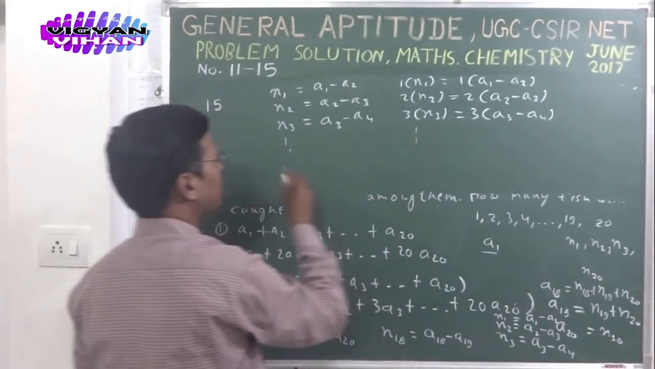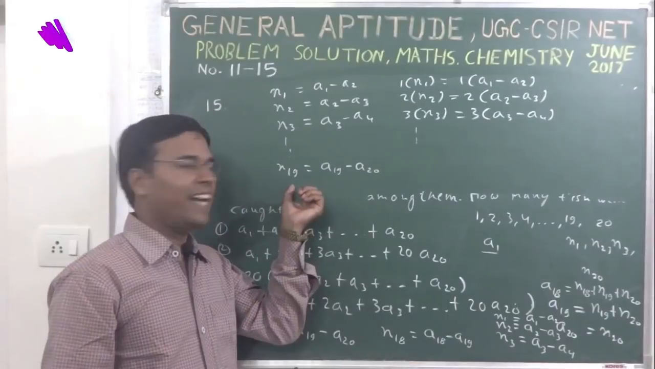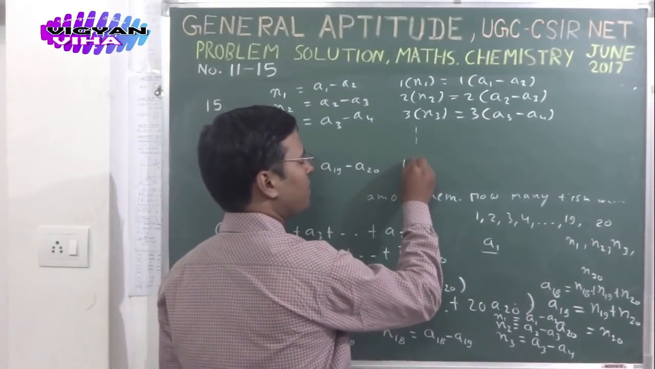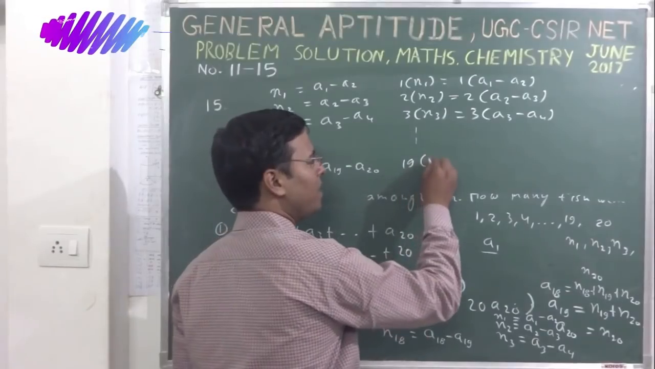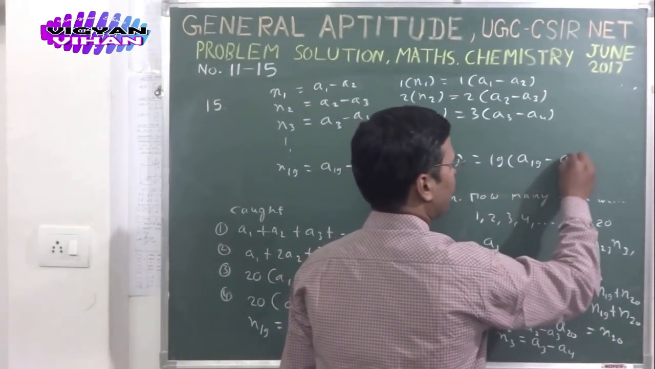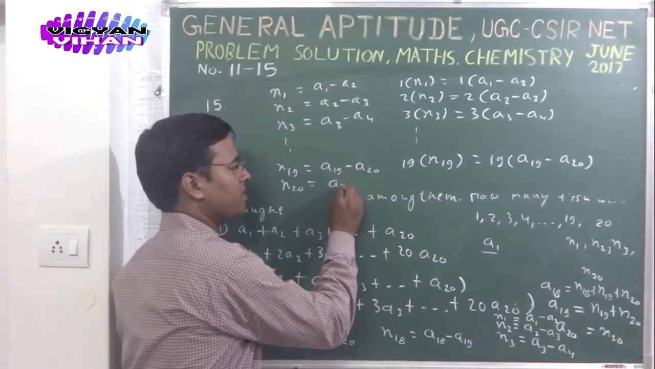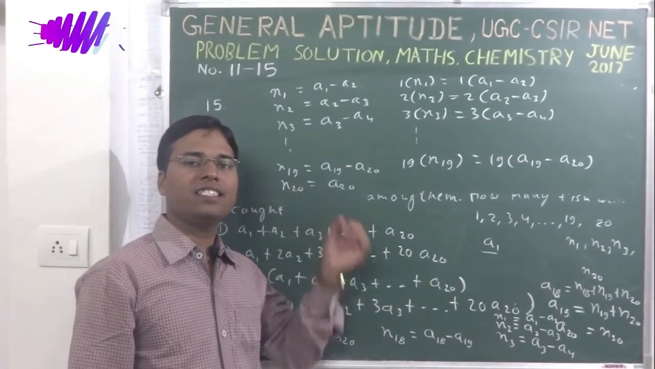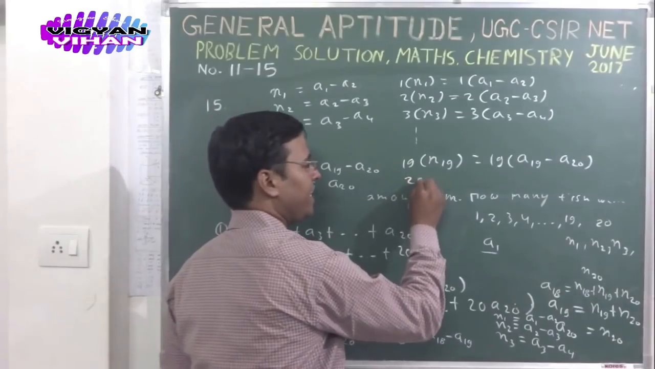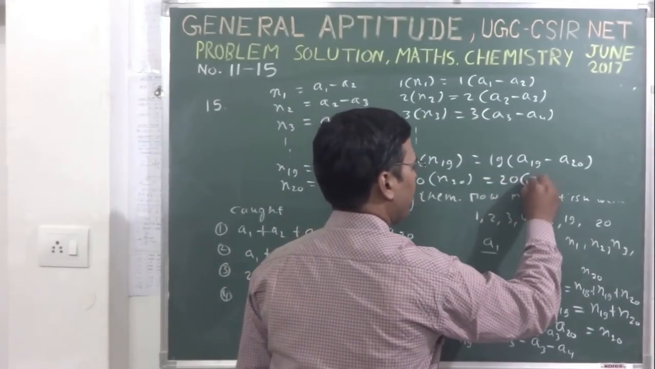Similarly, for higher terms, N19 would be equal to A19 minus A20. N19 is the number of fishermen who caught exactly 19 fishes each. So the total number of fishes caught by these fishermen is equal to 19 multiplied with N19, that is 19 multiplied with A19 minus A20. The last term, N20, would be equal to A20. According to the question, A20 is the number of fishermen who caught exactly 20 fishes each. So the total fishes caught by these fishermen would be 20 times A20, or 20 A20.